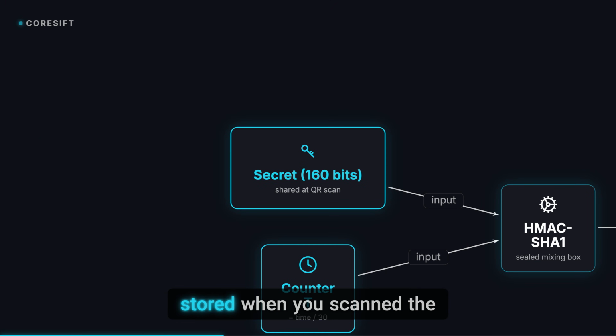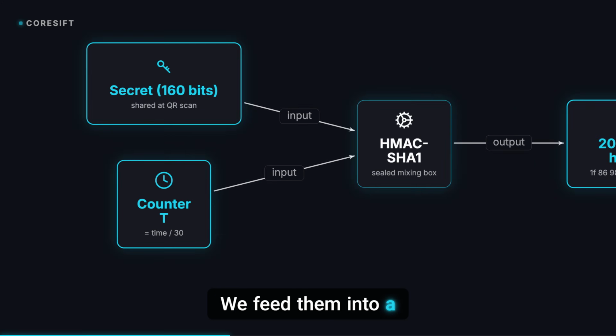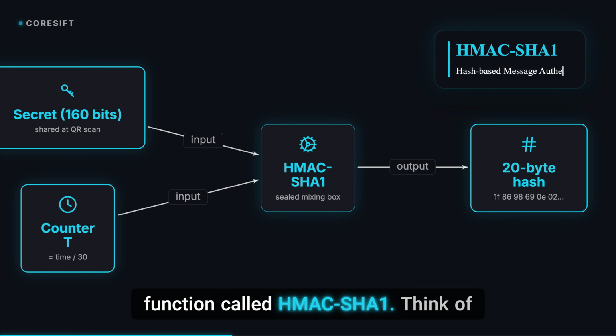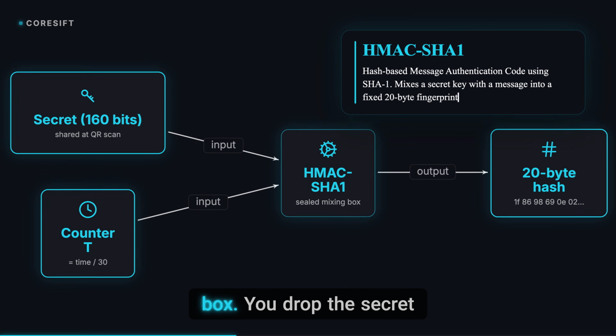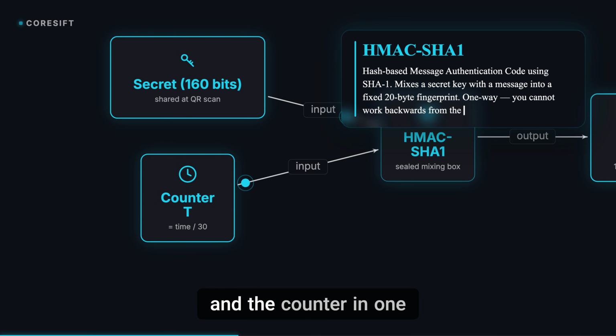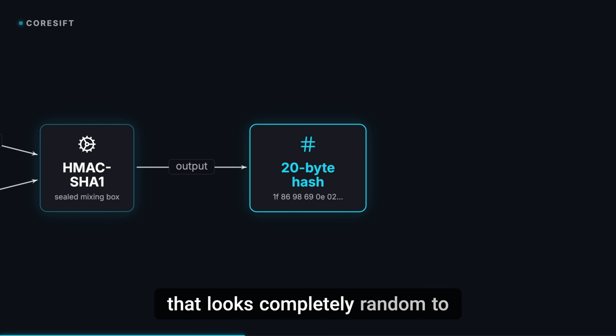Now we have two ingredients ready. The secret you both stored when you scanned the QR, and the time counter that ticks every 30 seconds. We feed them into a function called HMAC-SHA1. Think of HMAC as a sealed mixing box. You drop the secret and the counter in one end, and out the other end comes a 20-byte hash, a chunk of bytes that looks completely random to anyone watching.